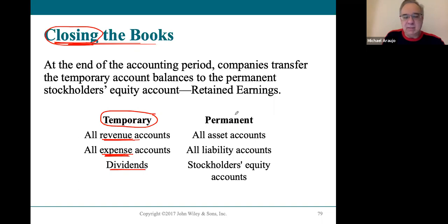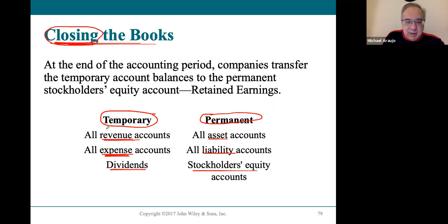Now, where does that money go? Well, it literally gets transferred, as you know, into one of the permanent accounts. Accounts that don't go through a closing period because they don't measure a period of time. Okay? The balance sheet accounts, assets, liabilities, stockholders' equity, anything on a balance sheet has a date on it. It's just the day, right?